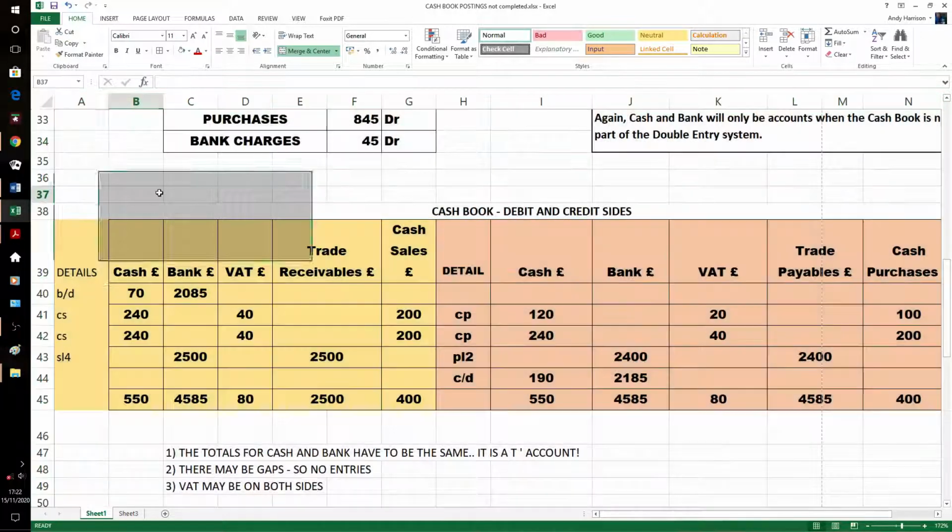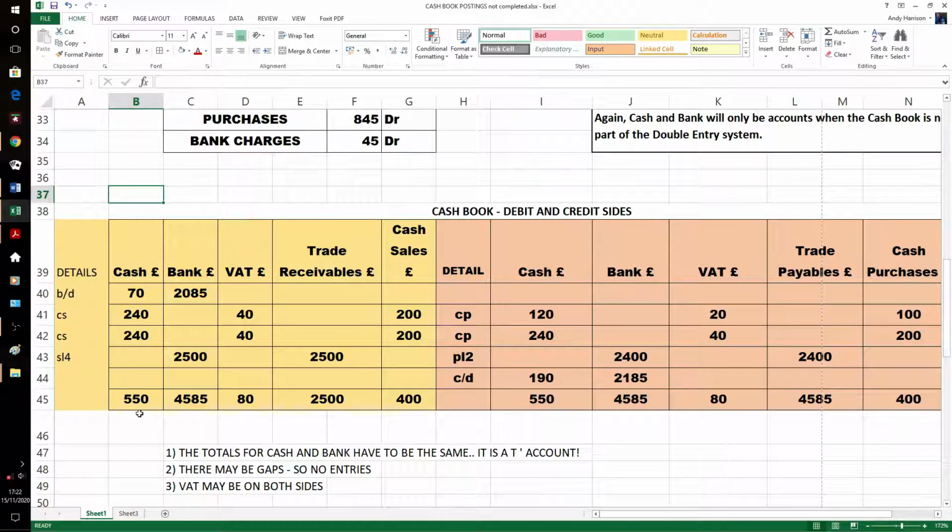Unhide. That's better. Details columns. So our details would have shown brought down balances, £70 cash, 2,085 in the bank, money coming in from some cash sales and from a credit customer, some cash purchases coming out of the cash, a total of 360 between the two, and paying a supplier 2,400, balanced off or carried down anyway.